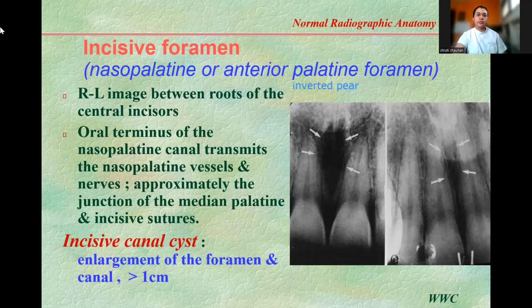Next question that we ask is, in which X-ray will we see the incisive foramen? Whenever you're taking the X-ray of your central incisors, we will see your incisive foramen, or the nasopalatine foramen. Now, what is the pathology associated with it? If it is enlarged, bigger in size, or if it is displacing or resorbing the roots of the adjacent teeth, then it could be a cyst, like an incisive canal cyst. This is denoted whenever the enlargement of the foramen is more than 1 centimeter.